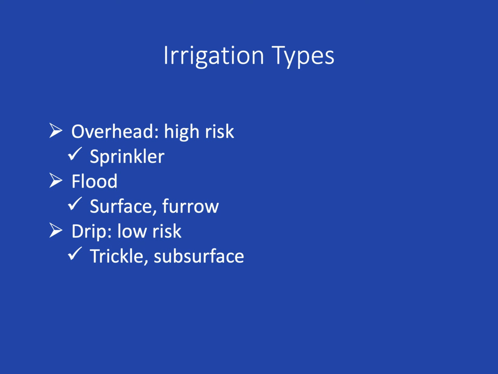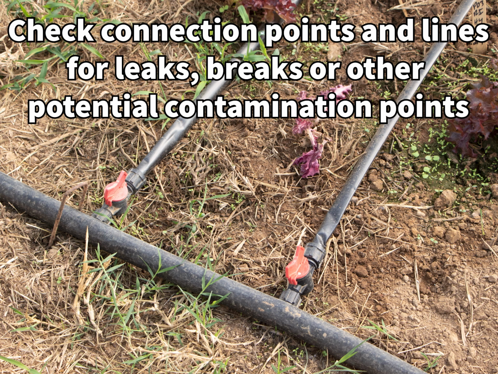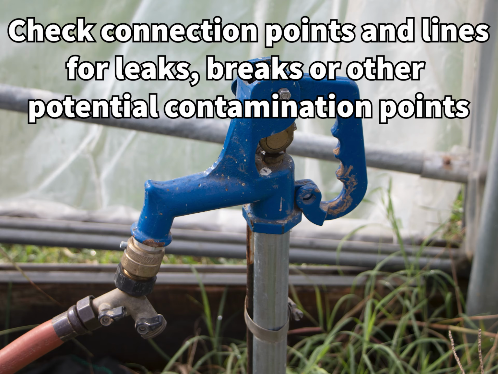Surface, flood, or furrow irrigation is also a good method because water is not intended to come in direct contact with the edible portion of the plant. However, there is a greater chance that the water can indirectly come into contact with the edible portion of the crop through splashes. To minimize food safety risks associated with the application method of water, workers need to be monitoring water lines to make sure they are not compromised in any way that would allow the water to become contaminated.